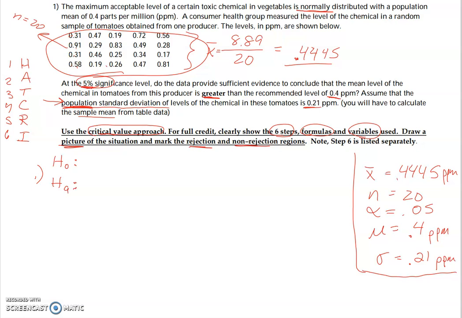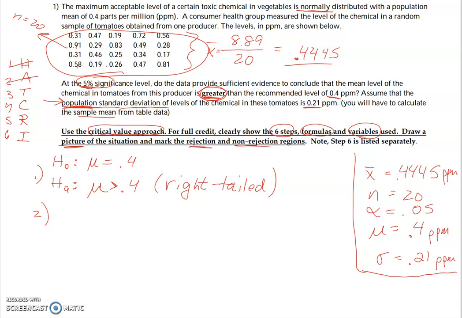So what kind of hypothesis test are we doing? Well, the null is always going to be that the mean equals some established mean, and in this case, the established mean is 0.4 parts per million. And they're worried about the toxic amount of chemical being greater than that. You wouldn't care if it was less than, right? You'd be happy if it was less than. You're just worried that it's greater than. So this is a right-tailed type of test. This will help you draw your picture correctly here. Right-tailed kind of test.